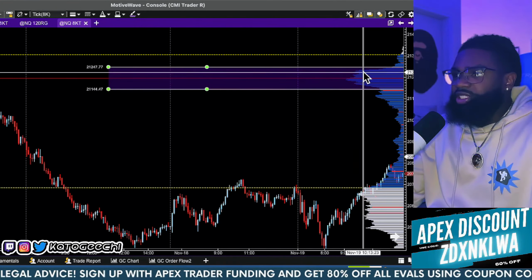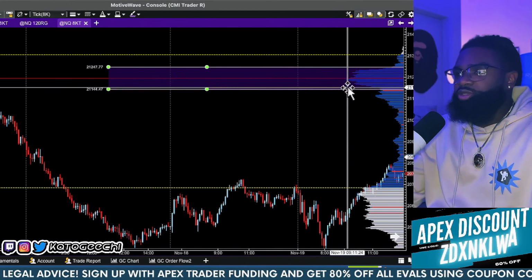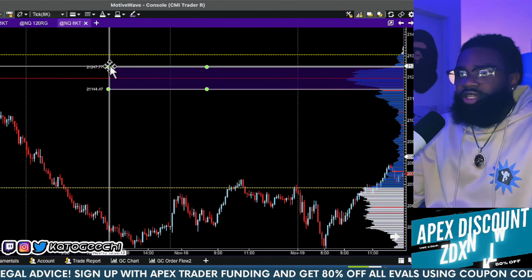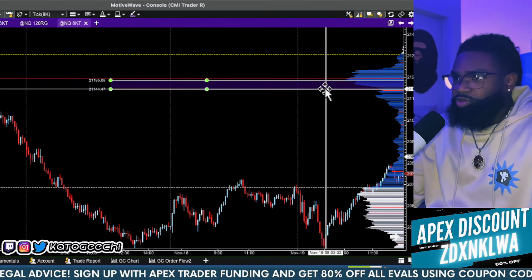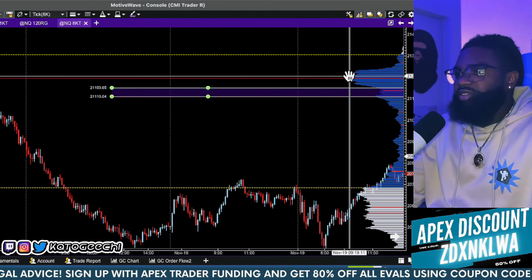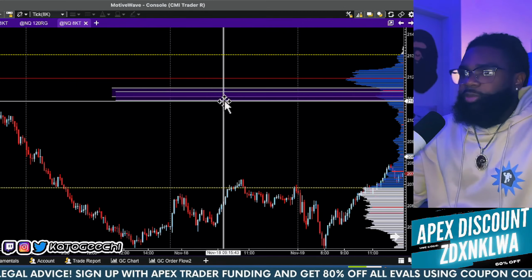So you have these high volume nodes here. What I like to pay attention to is the low volume nodes. I like to pay attention to gaps in the volume. So once I learned how to pay attention to gaps in the volume, I started creating zones that were essentially like this. Right? We have the majority of the volume here. I like to place a zone here, and we're just going to copy and paste.